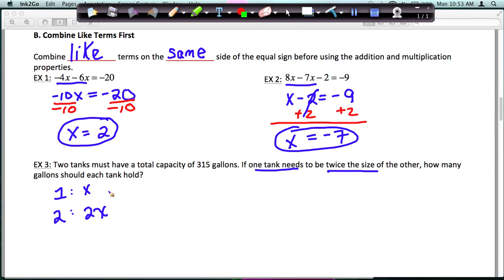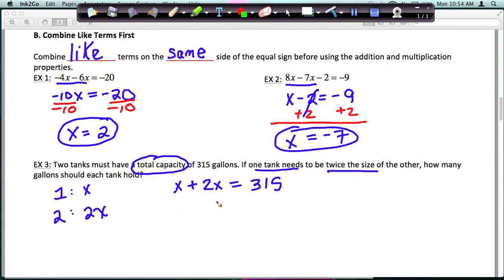They're x and 2x. And then it says that these two tanks have to hold a total capacity of 315 gallons. Total means, just like when we mentioned totaling your bills, you're adding together. So I'm adding the amount of the first tank plus the amount of the second tank, and that has to equal a total of 315 gallons. Remember, we'll leave the units off right now. Okay, now that we've set up the equation, go ahead and pause this and try and solve for x.